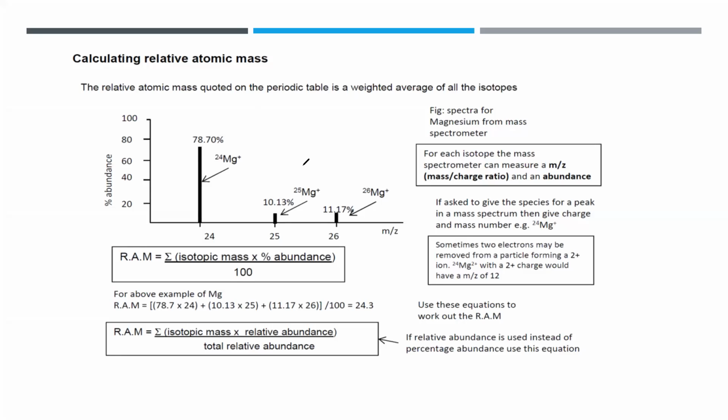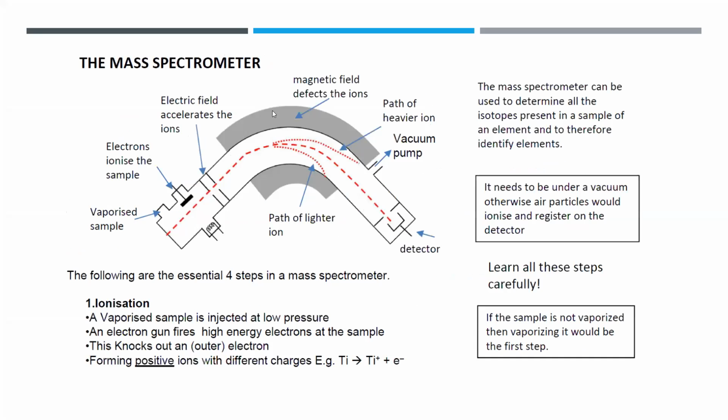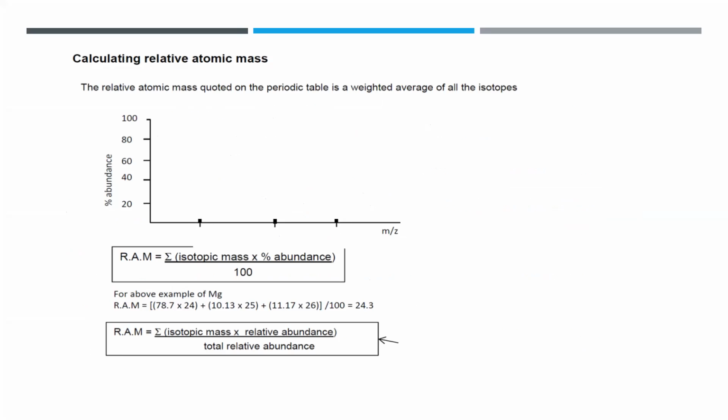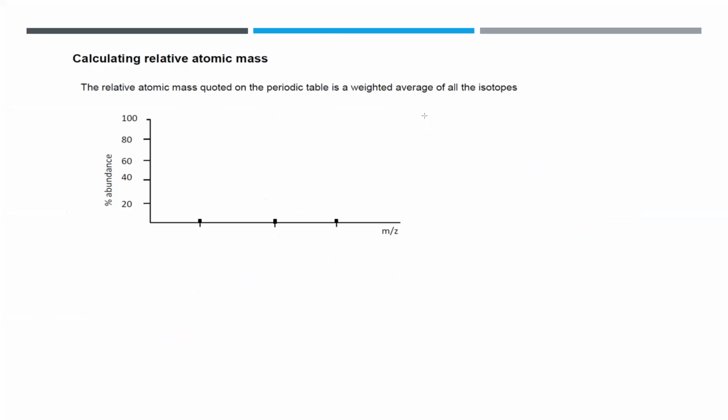For example, if you have an element which exists as a molecule, you may have two kinds of peaks. Number one, it can be due to the molecule, or number two, it can be due to the atoms. For example, if we say chlorine, chlorine has two isotopes.